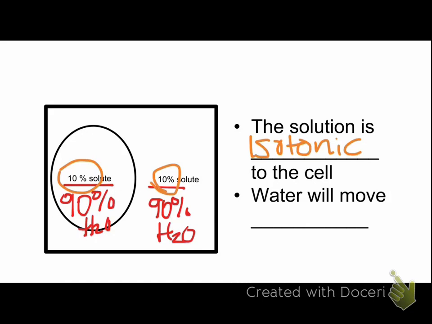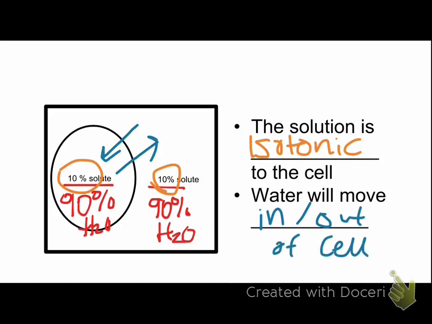Now, if it's isotonic, that means that we've already reached equilibrium. But if you recall from some of our previous work, just because we're at equilibrium does not mean that molecules stop moving. So what's going to happen is we are going to have water move into and out of our cell. So water will move in and out of the cell.